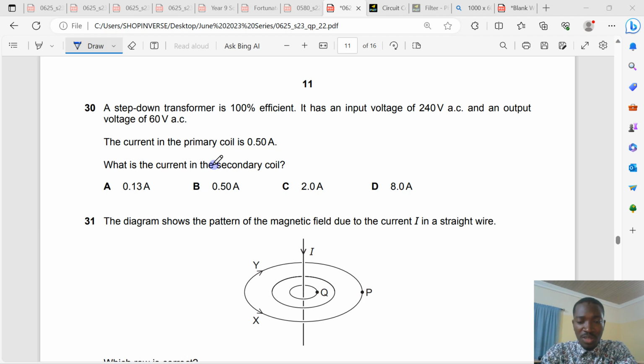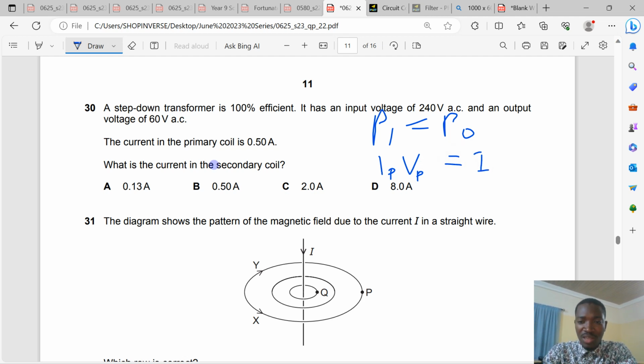Since it's 100% efficient, that means the power input must be equal to the power output. What's power input? Power is equal to IV, right? That is current in the primary coil multiplied by voltage in the primary coil. This must be equal to the power output, which is current in the secondary coil multiplied by voltage in the secondary coil. So this is the formula we'll be using.